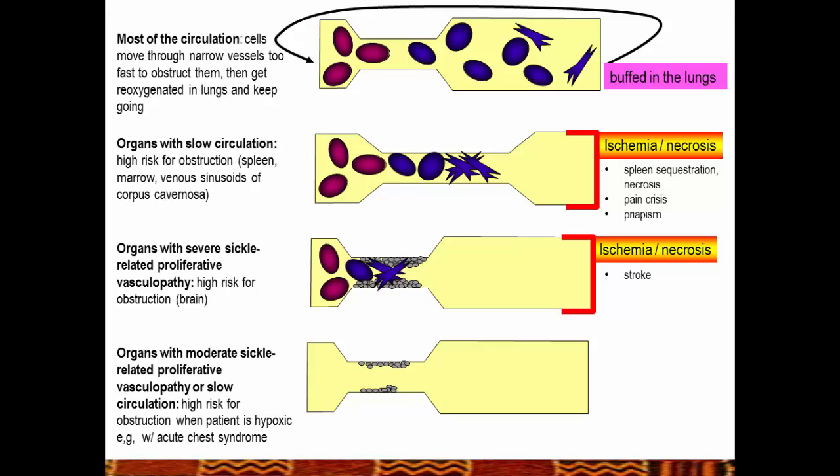Vascular beds with mild vasculopathy are particularly vulnerable when the patient is hypoxic, as in the acute chest syndrome. Under these situations, cells arrive already deoxygenated on the arterial side and can cause distal ischemia. Patients experiencing acute chest syndrome are extremely vulnerable to stroke, pain, and other potentially fatal complications.